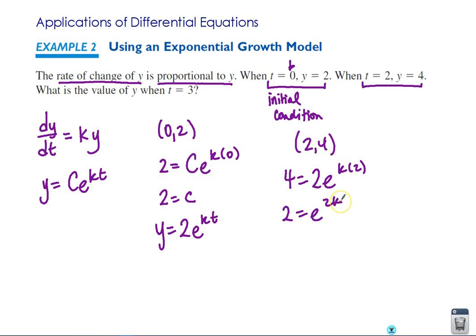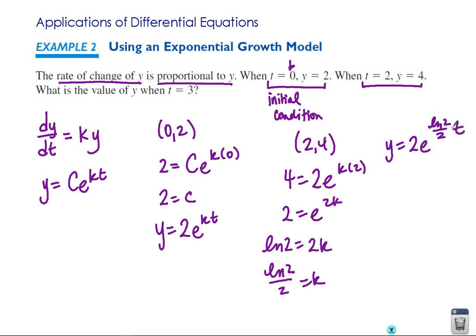I still need to solve for k, so I'm going to take the natural log of both sides: the natural log of 2 is equal to 2k, because that's how you undo an exponential using our exponential properties from Algebra 2. Then natural log of 2 over 2 is k. So now my equation is y equals 2 e to the (natural log of 2 over 2) times t. Remember, I found c was equal to 2 and k was natural log of 2 over 2, so I plugged those in. Boom, done.